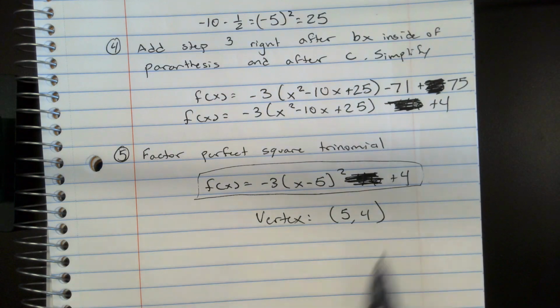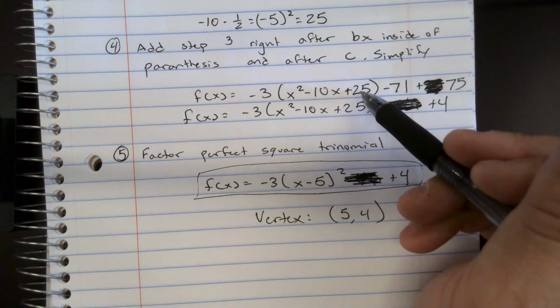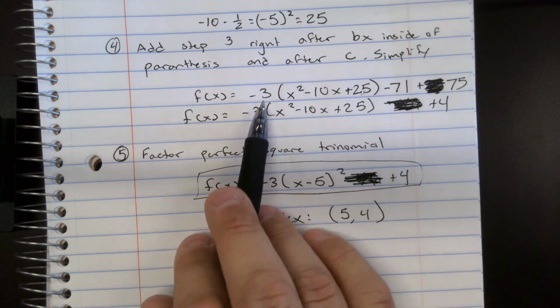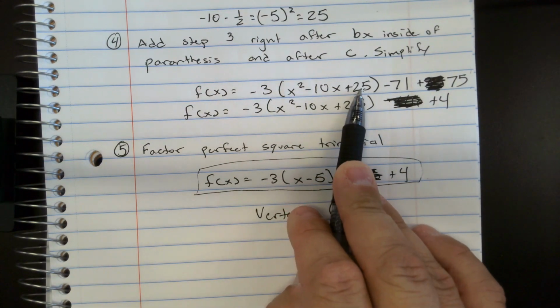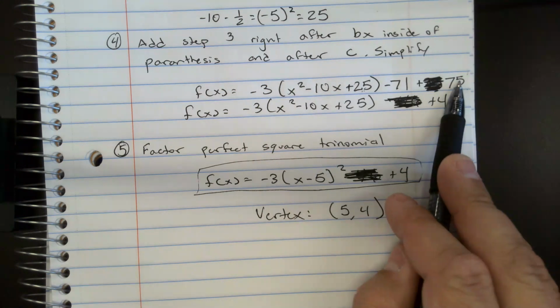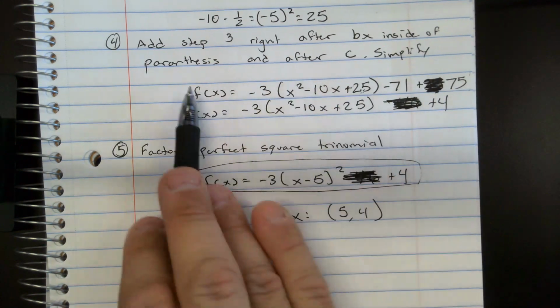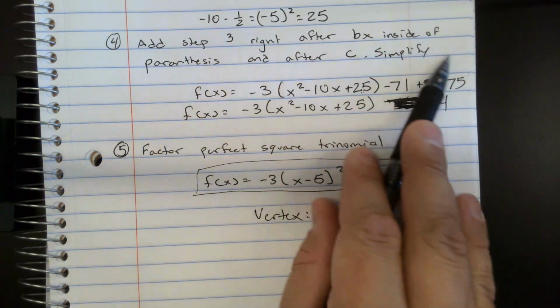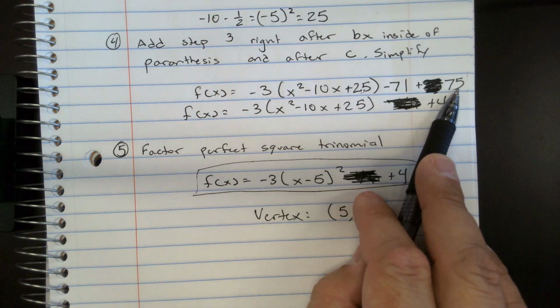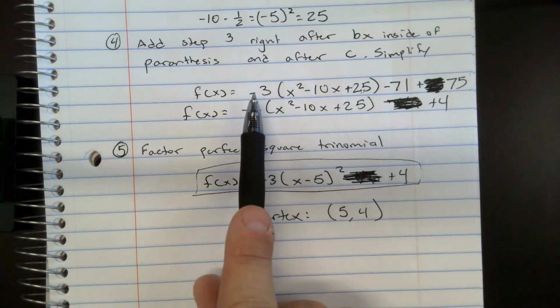To get this number, you don't just do 25. You go negative 3 times 25, which is negative 75, and then just change the sign. That negative 75 is actually over here, and then you bring it back over here to make positive 75. But the way I'm going to teach you is just to go negative.